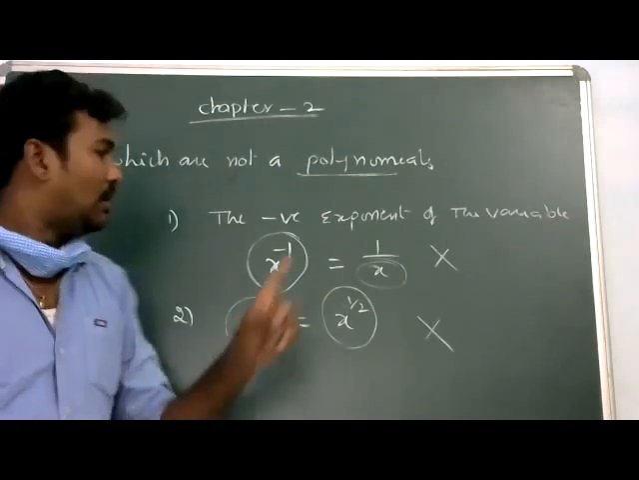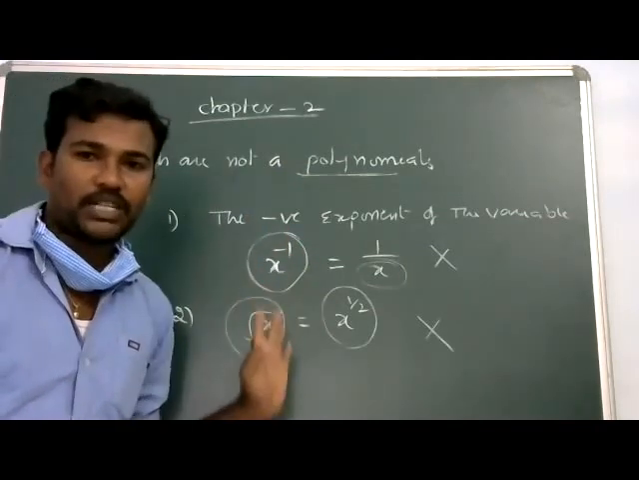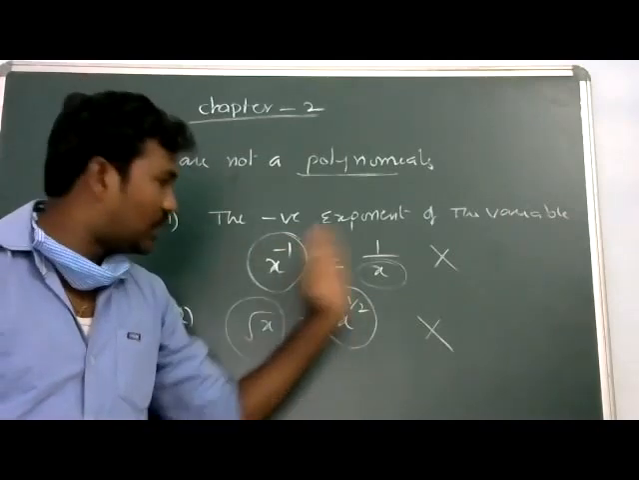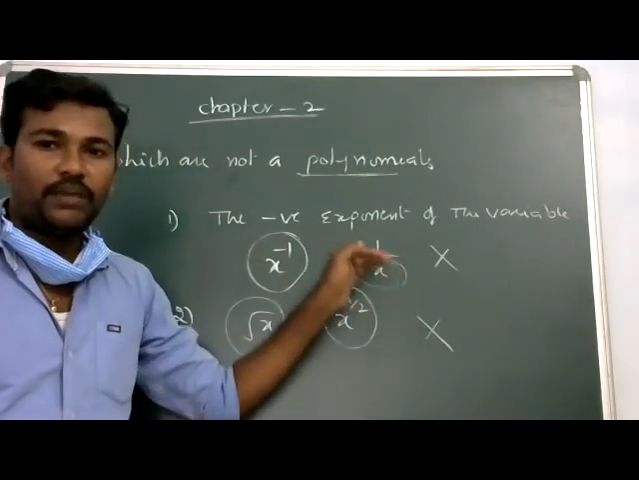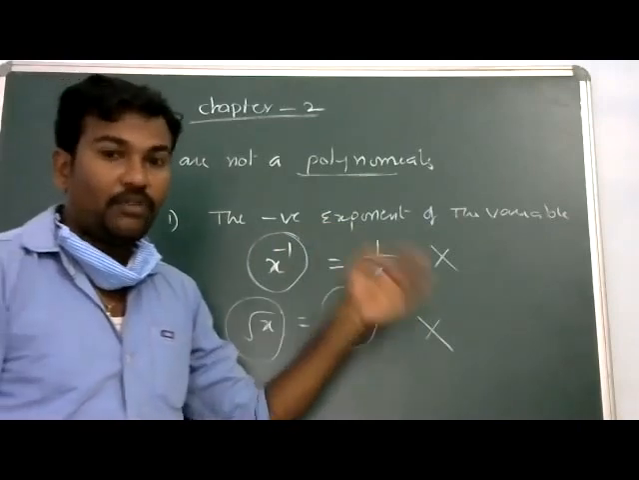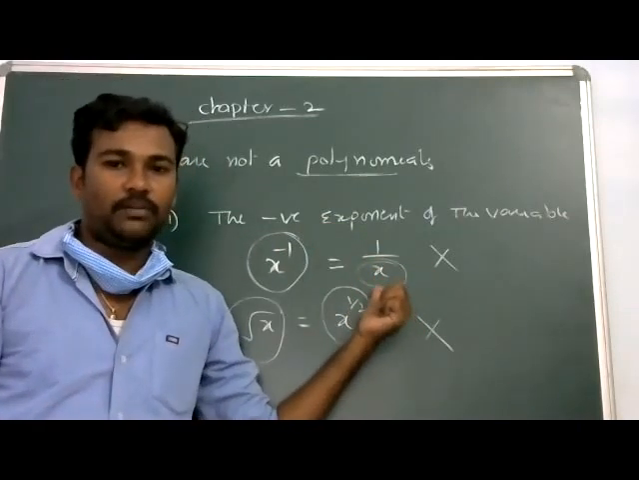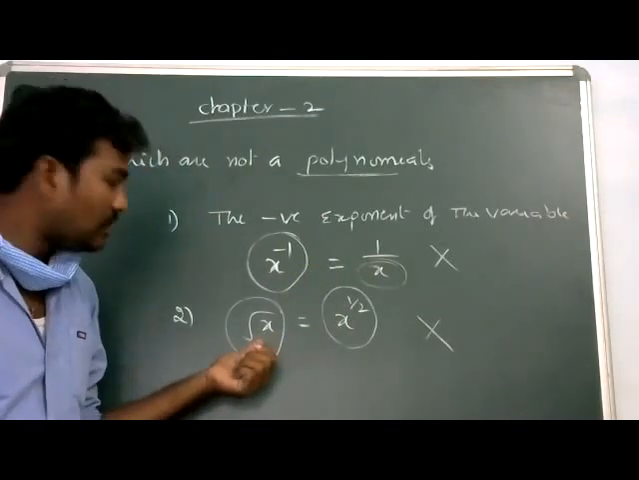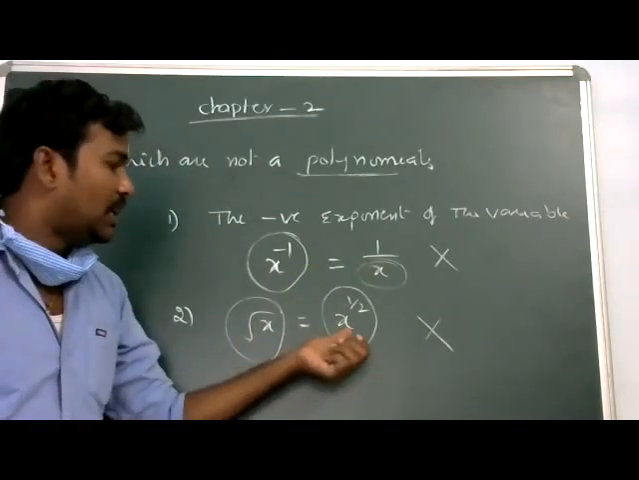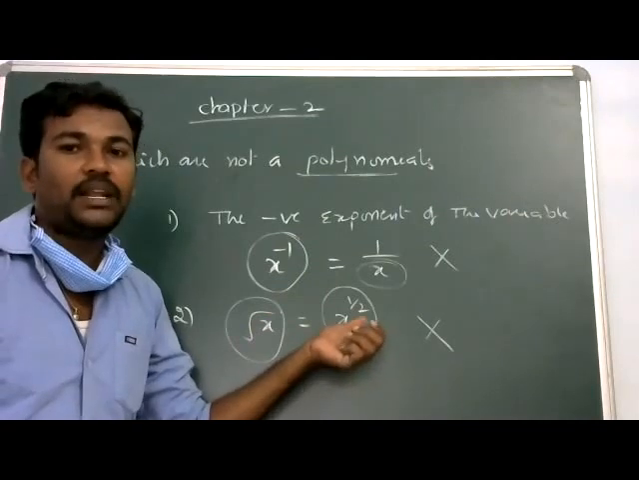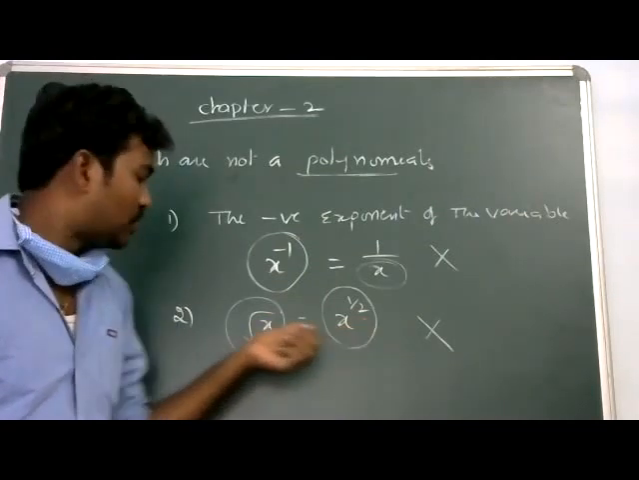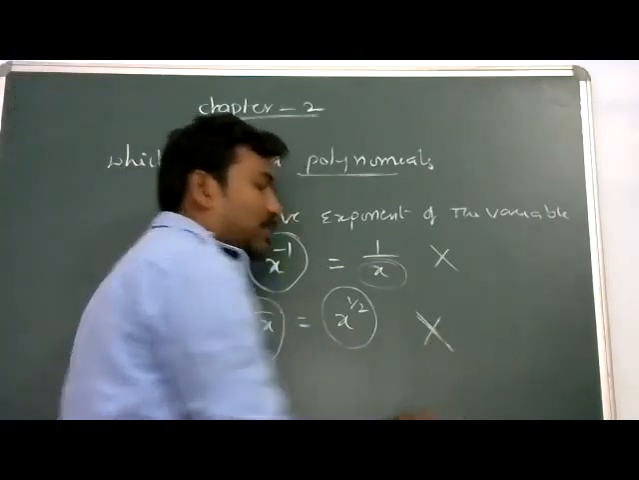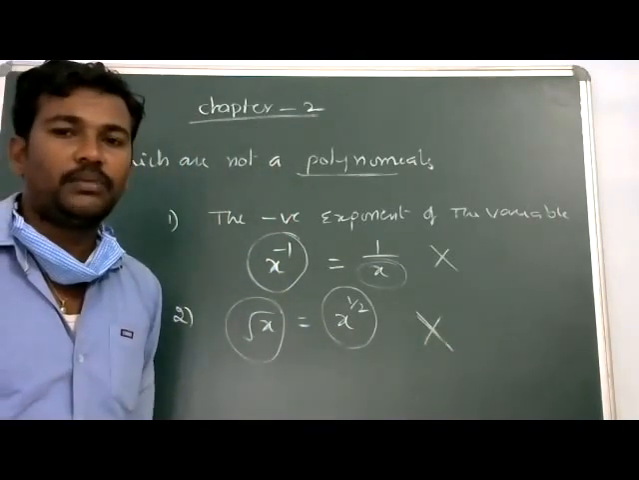First one is the variable contains negative exponents, that is, the variable is in the denominator. This case is not a polynomial. And the second case is root x, that means the variable having a fractional exponent, so nothing but a root value. So in these two cases, the expression is not a polynomial.